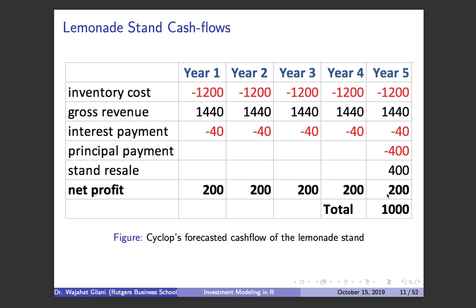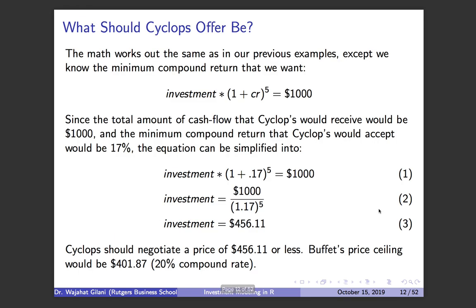All right? So here, if Cyclops buys his business, in the future over these 5 years, in totality, he'll get $1,000. So how much should he spend now for this cash flow of $1,000 over the next 5 years? Remember, he wants a compound return of 17% year over year. Enter our equation from before. You remember our equation for compound return, right? It works out the same. You have your principal amount you invest.